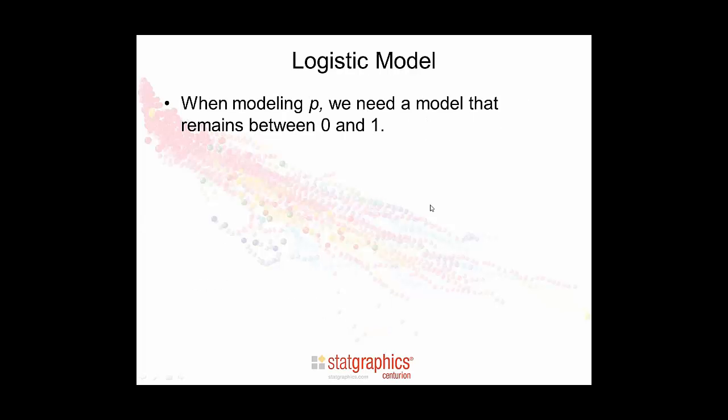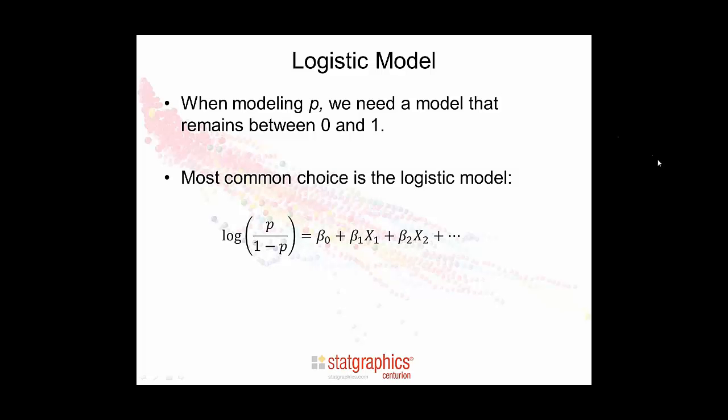Okay, now, in order to do that, we can't just do a simple multiple regression. The basic problem is that if I try to model the probability of survival using a multiple regression procedure, there'd be nothing keeping the model between 0 and 1, when in fact probabilities, of course, need to be between 0 and 1. Now, the most common solution to that problem is to use something called a logistic model. In a logistic model, you take p, divide by 1 minus p, calculate the log of that ratio, and represent the log of that ratio as a linear function of your x's.